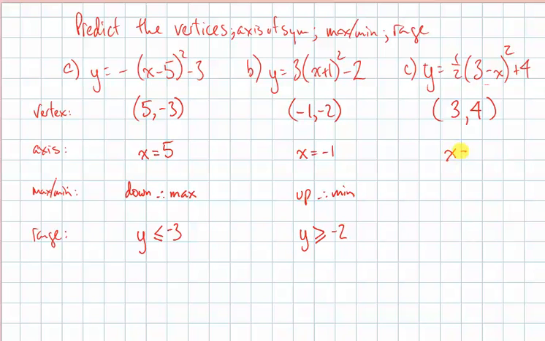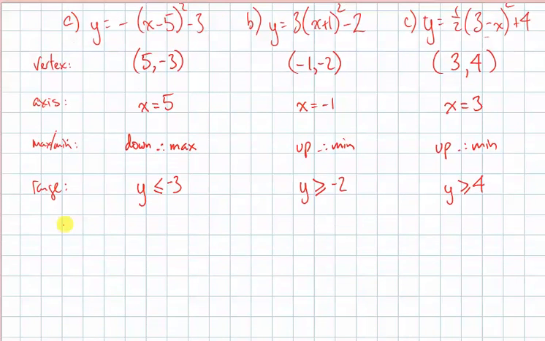The axis is x equals 3, that x-coordinate. This is a positive a. It opens up, it's a minimum, so the y is always more than or equal to that y value of 4. One other observation I'd like to make is finding the y and the x-intercept from standard form.